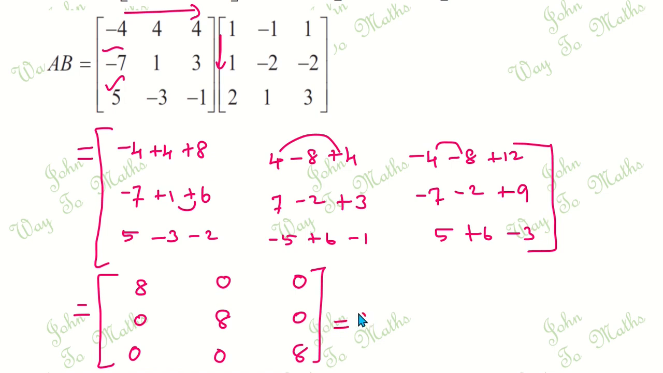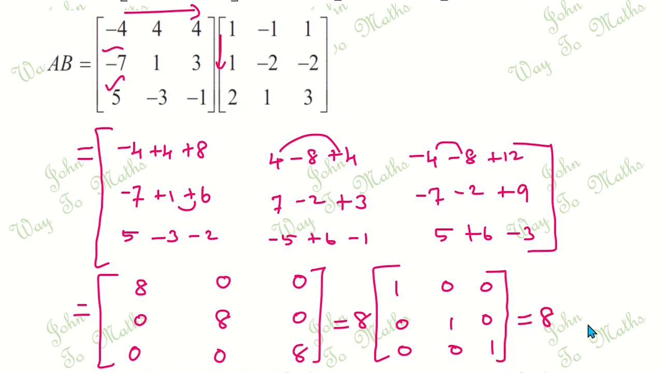So I'm going to take 8 outside, and the matrix becomes 1 0 0, 0 1 0, 0 0 1, which is the identity matrix of order 3, so I3. Therefore, next I'm going to find the BA matrix.